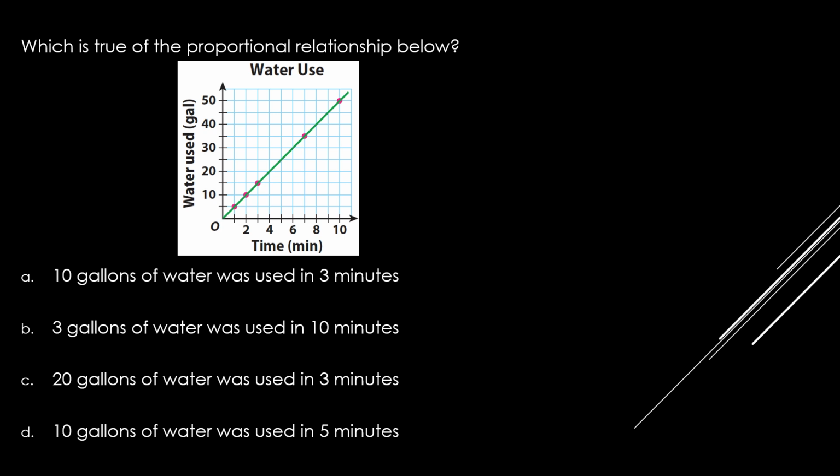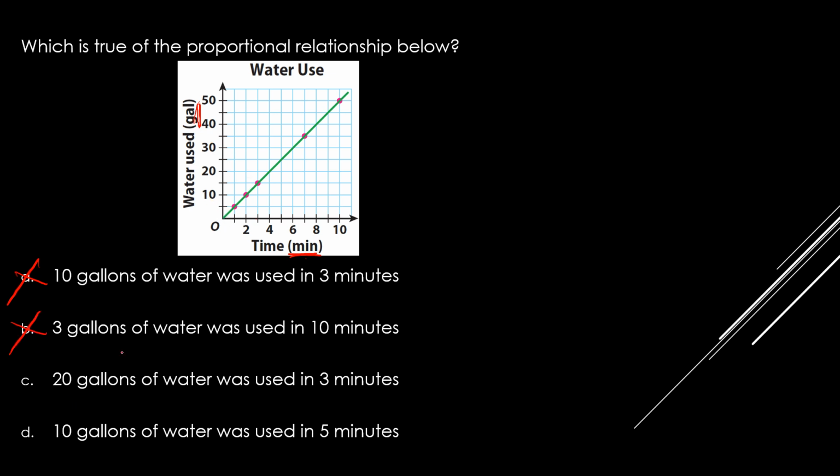So we want to know which is true based off the proportional relationship below. Okay, so A says that 10 gallons of water is used in 3 minutes. So gallons of water is represented here on this axis, and time in minutes is represented on the bottom. So if I were to go over to 3 minutes, which would be here, and go up, this dot tells me that it takes 15 gallons. So not true. So let's check the second one. The second one says 3 gallons of water are used in 10 minutes. So for 3 gallons of water, that'd probably be somewhere around here, which would go down here, and that's way too tiny, right?